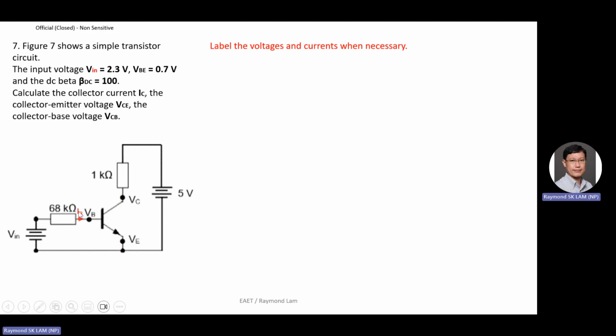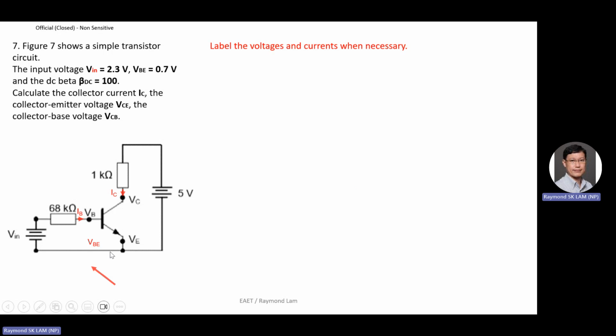I stands for current. If you study EEF, you know I usually stands for current. Then B, because this is a base. And then this current always flows into the collector. It doesn't flow the other direction. It always flows into the collector, and we label it as IC. C stands for collector.